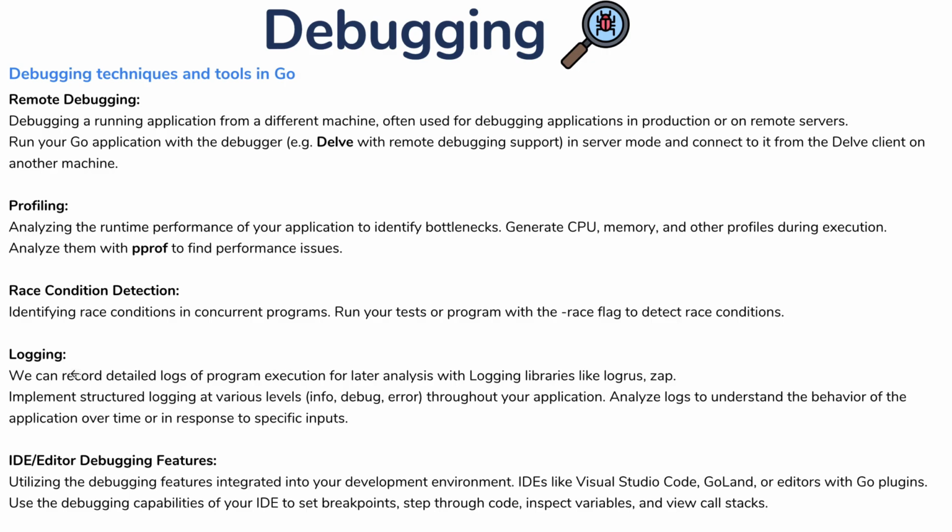Okay. The next point is IDE or editor debugging features. Now, what is this? This is about utilizing the debugging features integrated into your development environment. For example, IDEs like Visual Studio Code, GoLand or editors with Go plugins can be helpful for debugging your Go application. Use these debugging capabilities of the IDE to set breakpoints, step through the code, inspect variables and view the call stack. Okay. Now this is all about the debugging techniques and tools in Go.